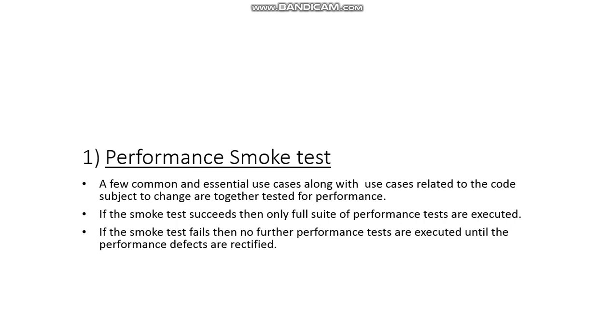So now the first type is performance smoke test. A few common and essential use cases along with the use cases related to core subject to change are together tested for performance. So if the smoke test succeeds, then only the full suite of performance tests are executed. If the smoke test fails, then no further performance tests are executed until the performance defects are rectified. So this is the performance smoke test.